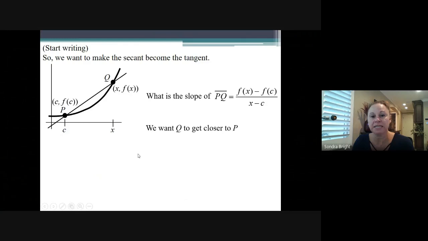And what we want is the tangent line. We want the tangent line here. We want the slope when x is c. And so what we're going to do is we want this Q point to get closer to P, just like on that Desmos thing.